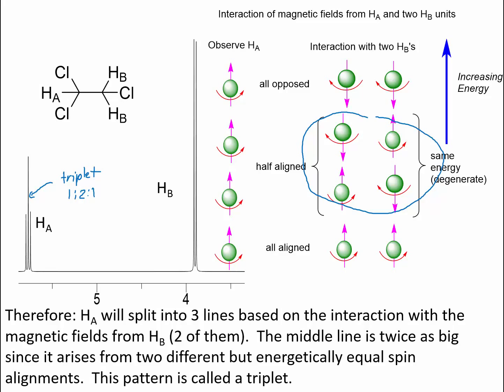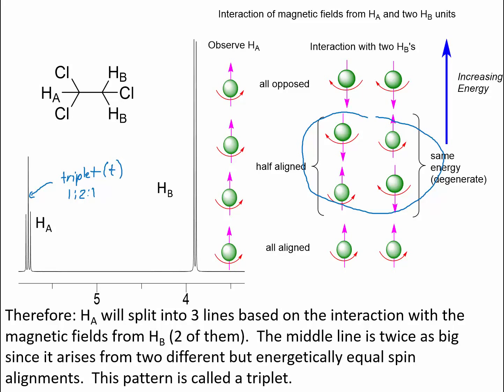The 2 is due to the fact that there are two different orientations that can give rise to this middle energy spin state. And therefore HA is going to be split into three lines based on the interaction with the magnetic fields from both of the HBs. The middle line is twice as big since it arises from two different but energetically equal spin states. Triplet often has the abbreviation T. HB is twice as big as HA because there are two hydrogens contributing to HB. This is only split into a doublet.